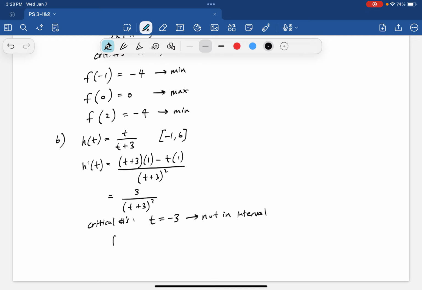That's it. So we're just going to plug in. h of -1 is -1 over 2, -1/2. And then h of 6 is going to be 6 over 9, which is 2/3. So this will be our minimum, and this will be our maximum. Okay.